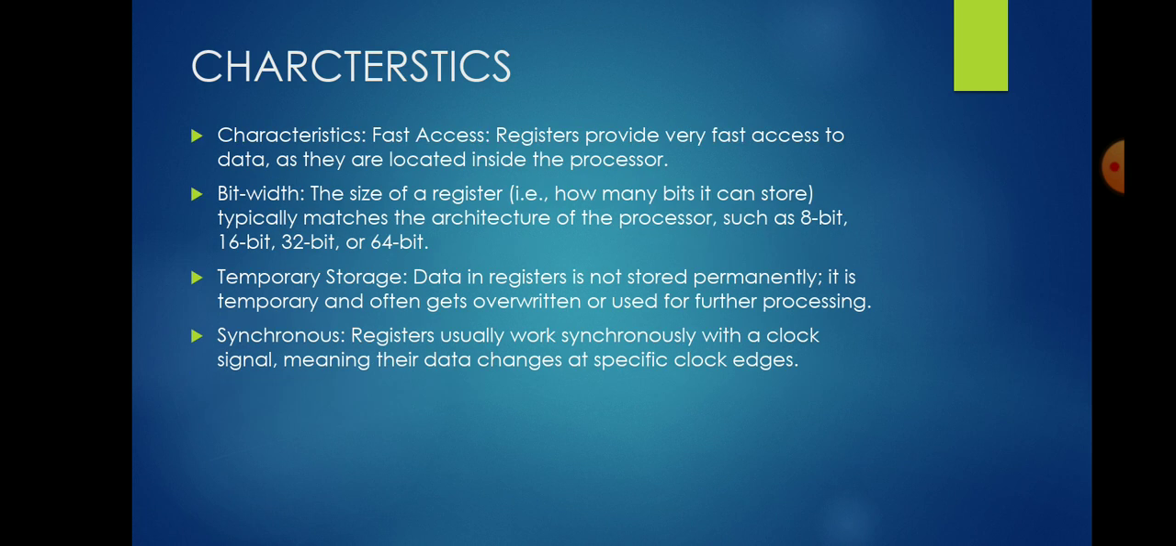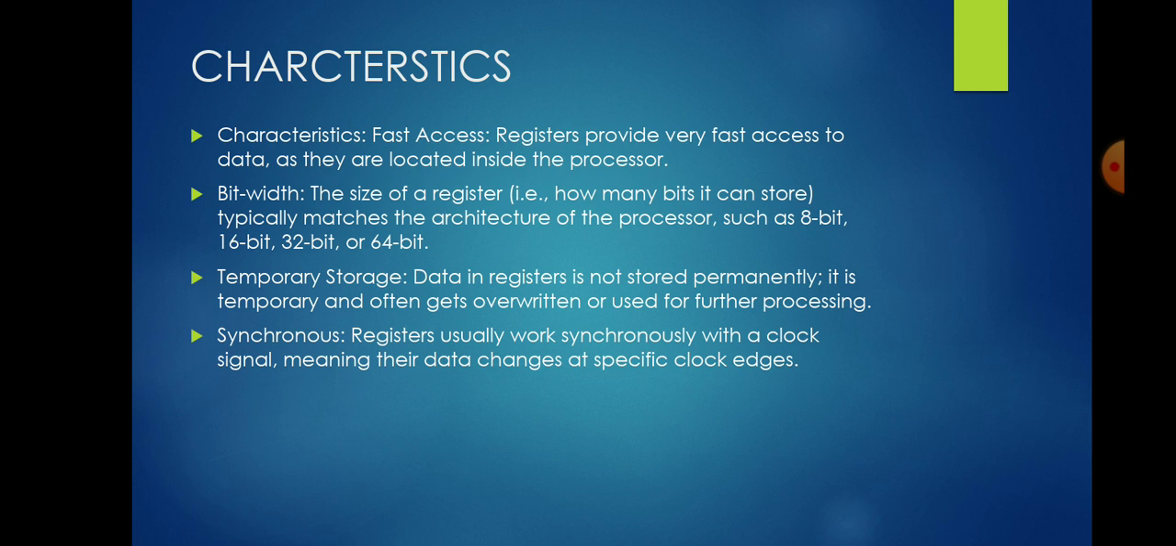Now, let's have a look at the characteristics. The first one is fast access. Registers provide very fast access to data as they are located inside the processor. Then the next one is the bit width. The size of a register typically matches the architecture of the processor, such as 8-bit, 16-bit, 32-bit, or 64-bit.